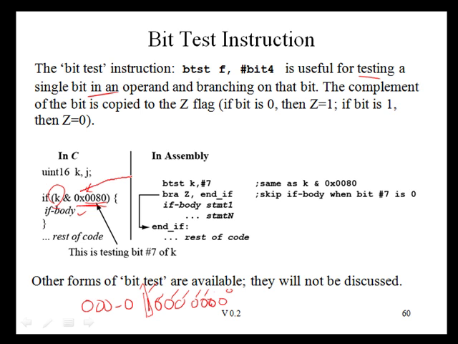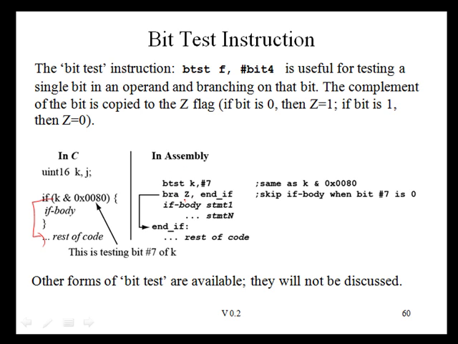So how could we implement this using the bit test instruction? It's easy. We simply say bit test k, number 7. That's going to copy the complement of that bit to the Z flag. So what branch do we need? Well, in this case, if this bit is a 0 value, then we want to skip this code.